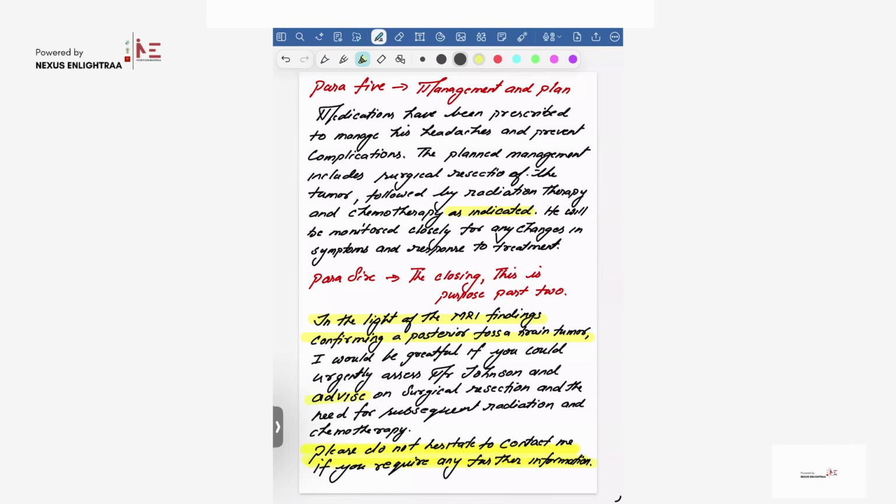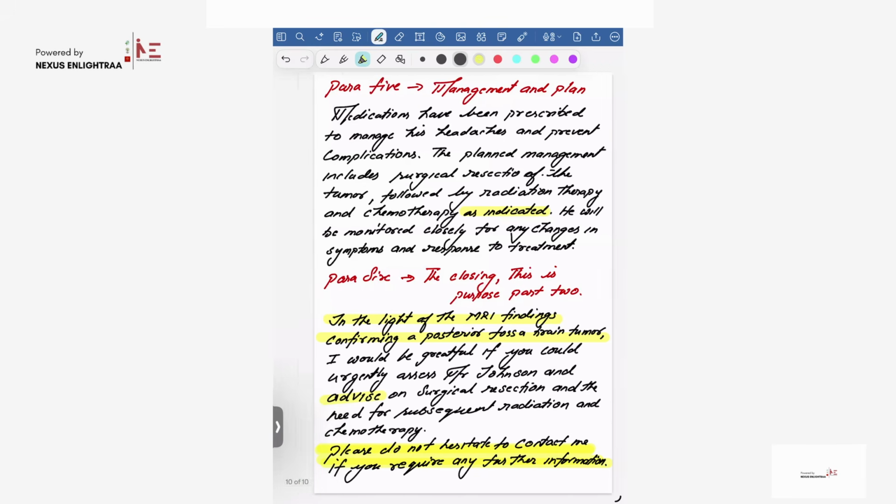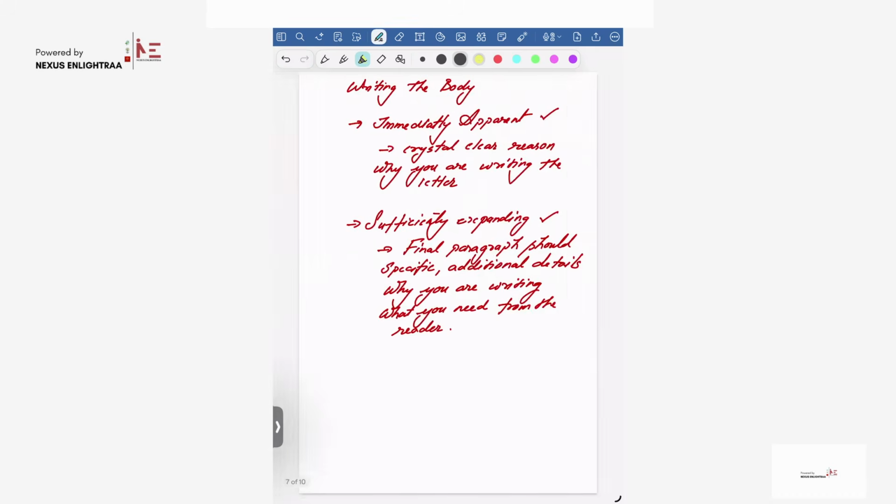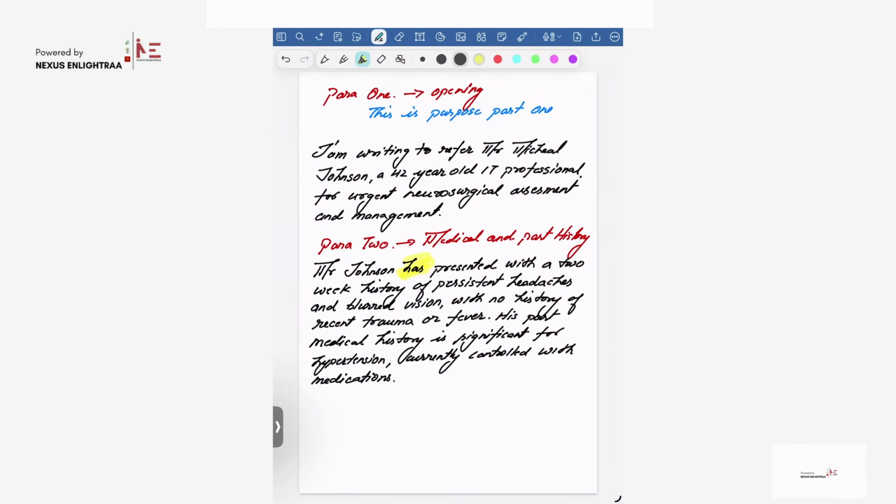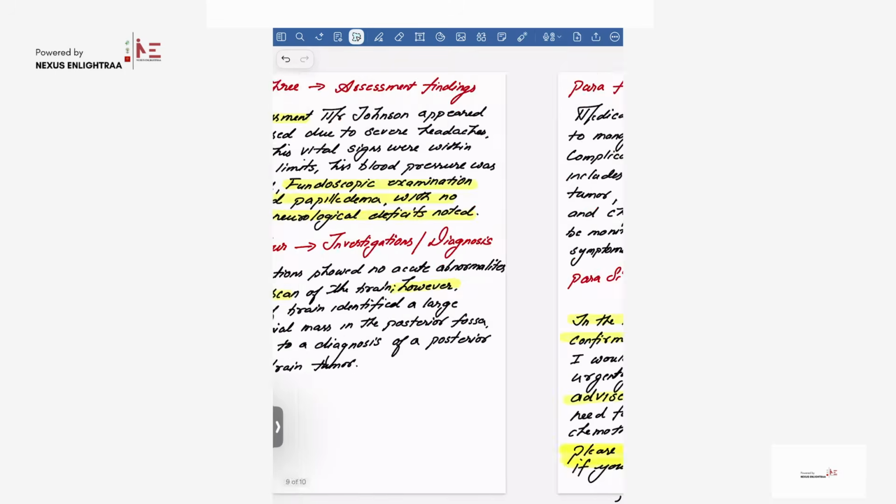And you can also write, thank you for your continued management of this patient. And that is fine, and that is accepted. Now, what I'm going to do is bring all these paragraphs that I have written into one page and see how it looks.